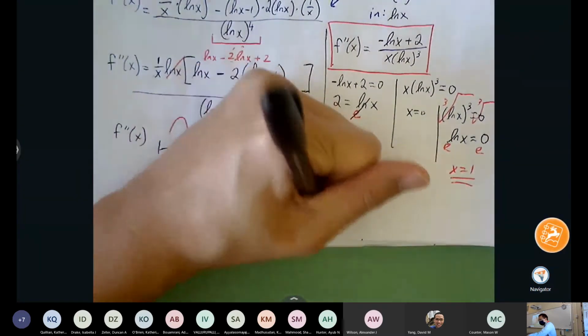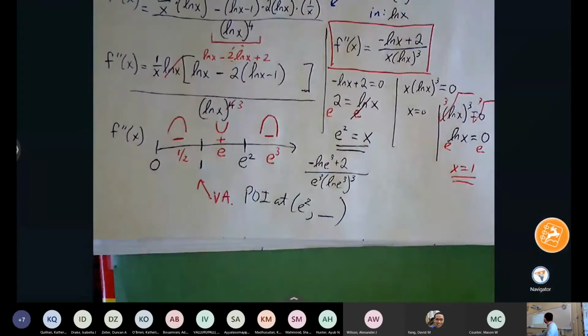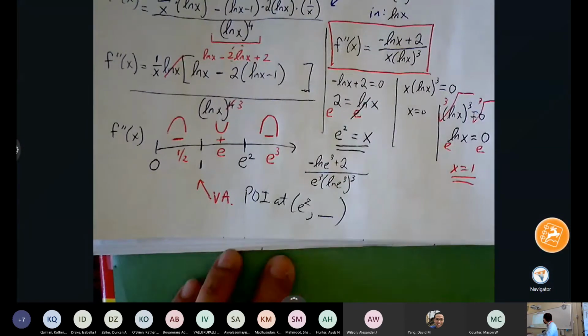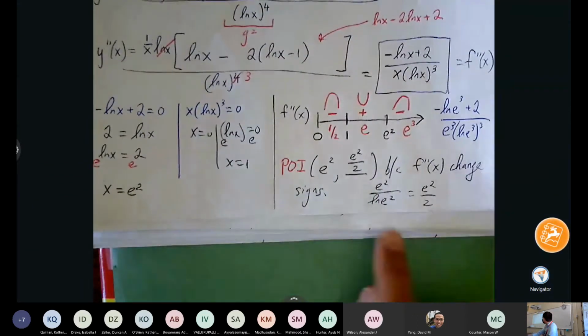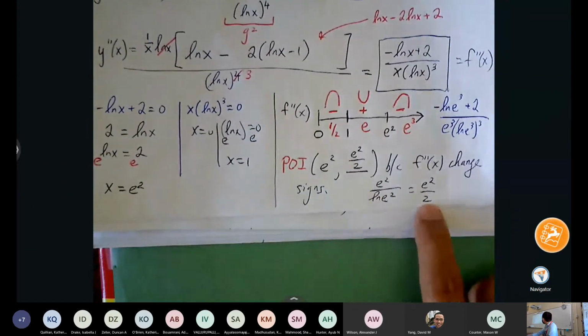And then to find the y value, it goes back to the original function, right? It's going to end up being e squared over 2. Back into the original function.